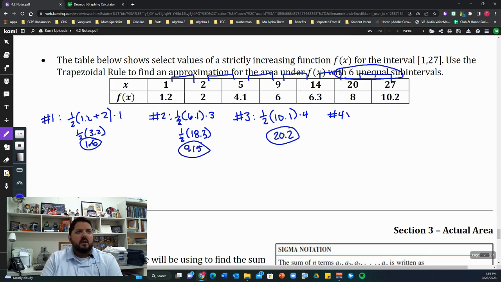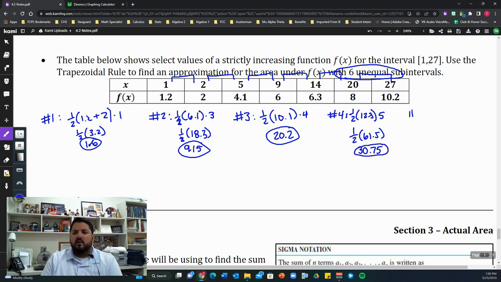Okay, then for the fourth subinterval, we would have 1/2 times the sum of those bases. So we're going from 9 to 14. So that would be 1/2 times 6 plus 6.3, or 12.3. And that one is 5 units wide. So I'm going to have half of 61.5, or 30.75.